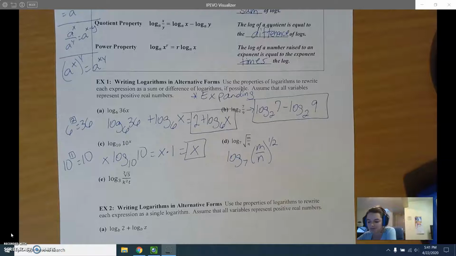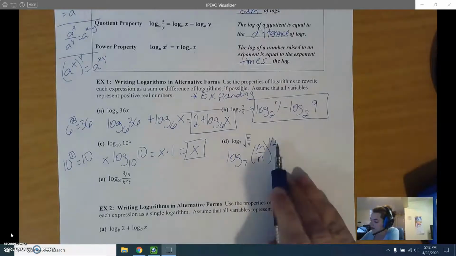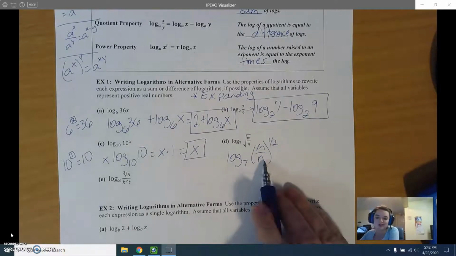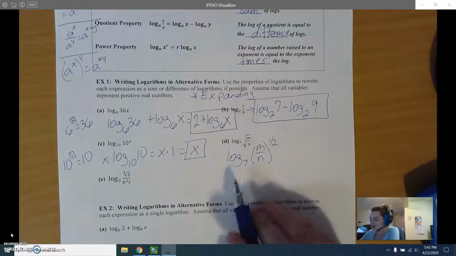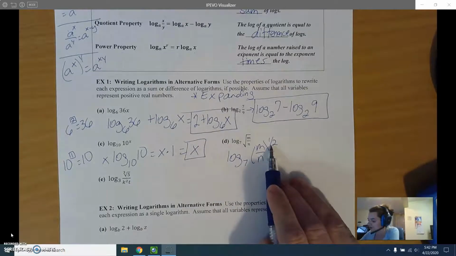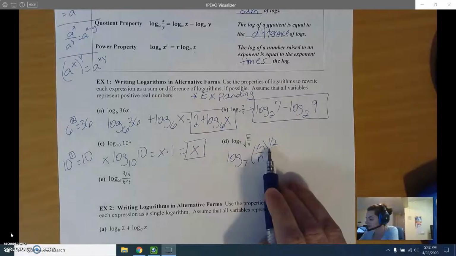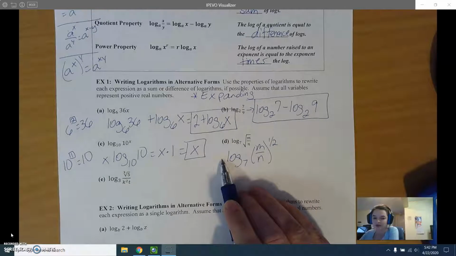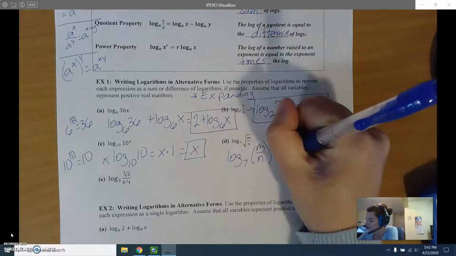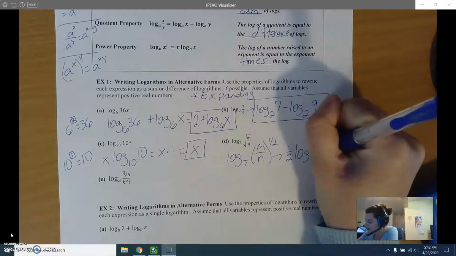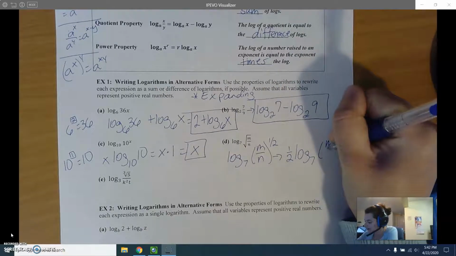Okay? So then I have a power on the outside of everything, so let's deal with that first. Unless you really feel like distributing and dealing with it second, as long as you deal with it, we're going to be okay. But I'll deal with it first since it's on the outside. And so the power property says that I can bring that exponent out front and multiply it. Okay? So that'll be 1/2 times the log base 7 of m over n.